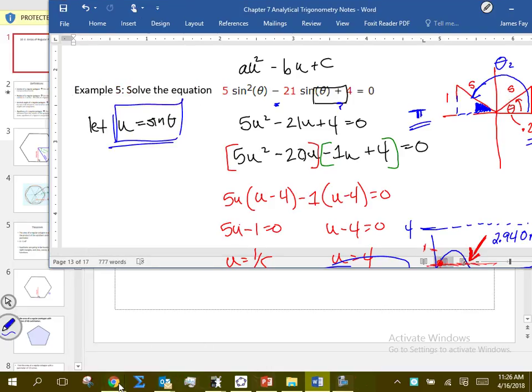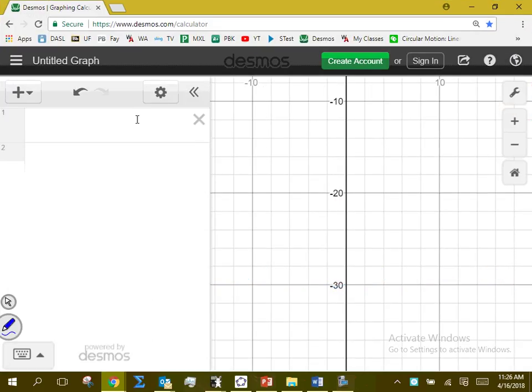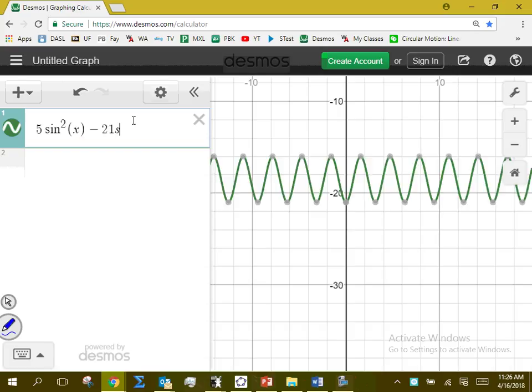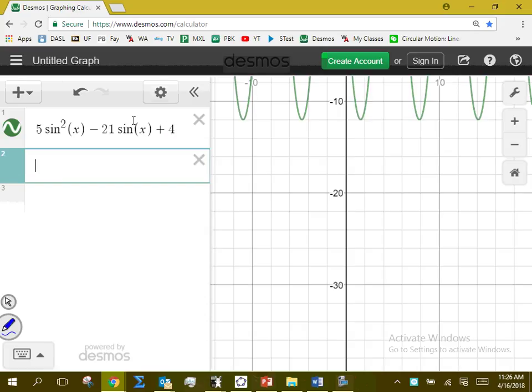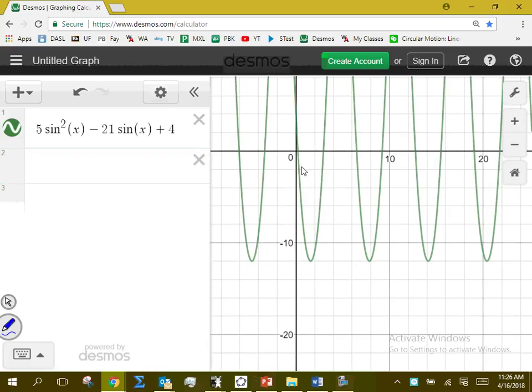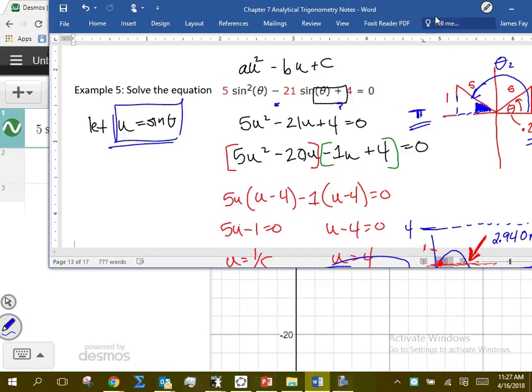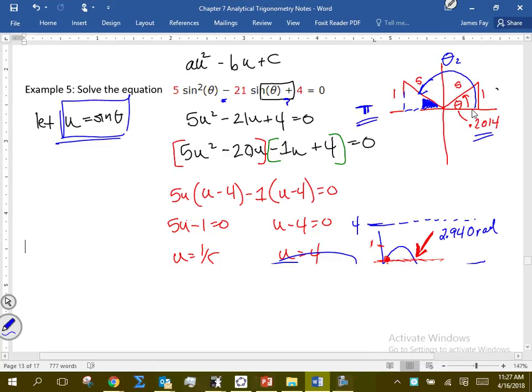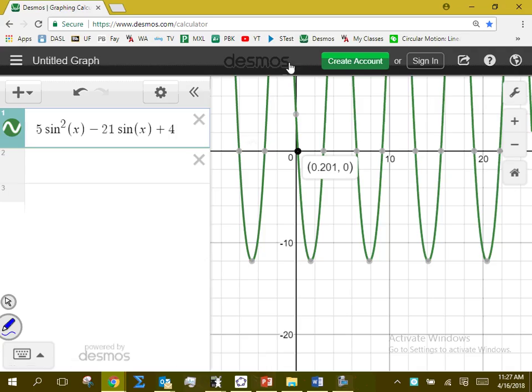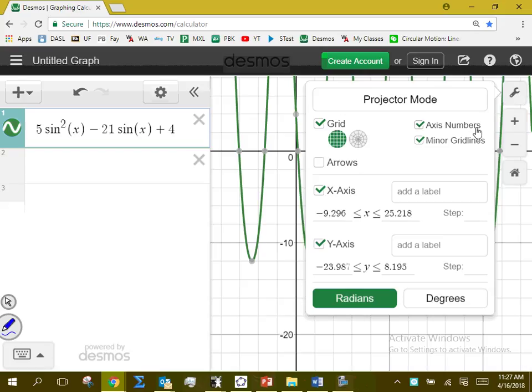You can check yourself on Desmos probably a lot quicker than any of those. If I type 5 sine squared of x minus 21 sine of x plus 4, click on just the curve, and it's going to give me all my x-intercepts, even gives me my y-intercept, 0.201. And I think there should be a way that we can get that to show more decimal places. But that was the 0.2014 that we came up with, and then we can click on this one here, and you see it's the 2.94. Okay. If you go to settings, maybe somewhere in here, I'm not sure where.